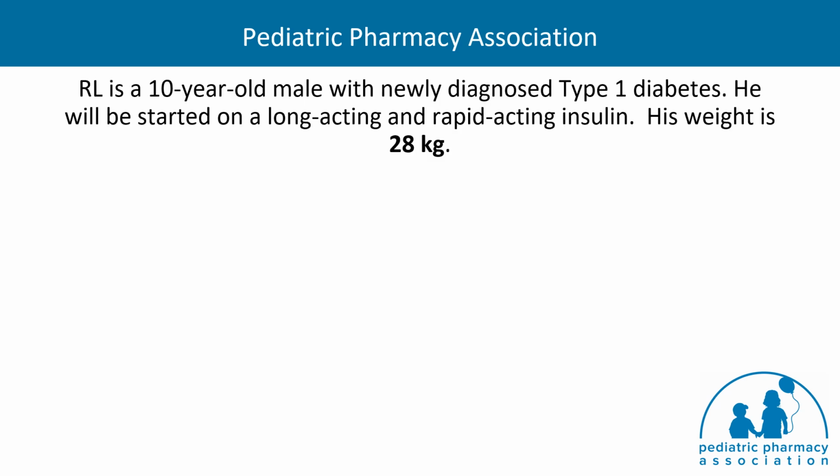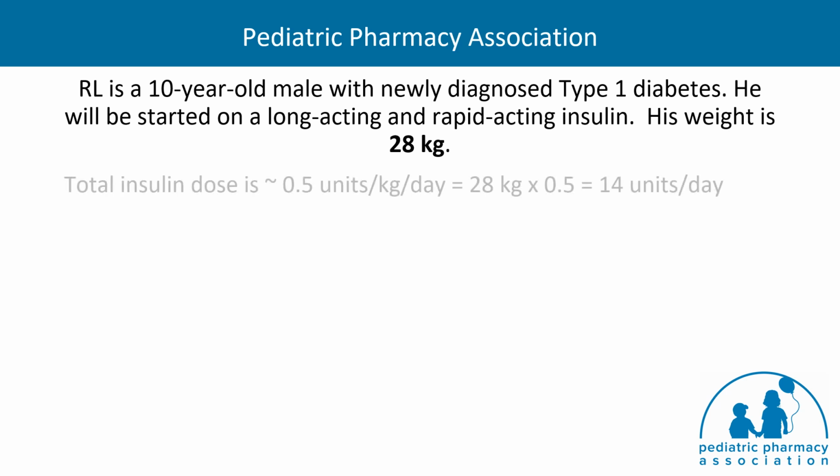Let's run through a sample calculation. RL is a 10-year-old male with newly diagnosed type 1 diabetes. He will be started on a long-acting and rapid-acting insulin. His weight is 28 kilograms. First, we want to calculate the total insulin dose. If we remember, we want to start at 0.5 units per kilogram per day. So 28 kilograms times 0.5 is equal to 14 units total insulin dose per day.